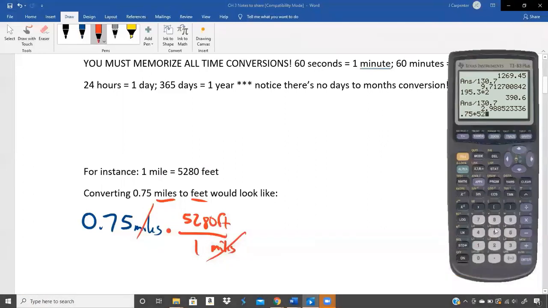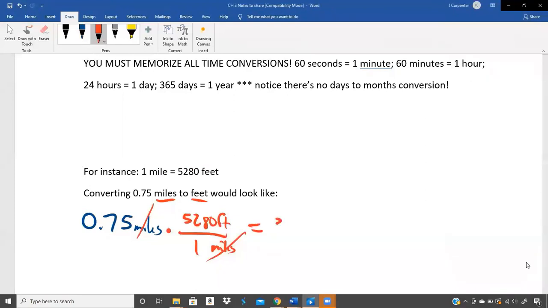Now, before I hit enter, instead of asking, does it make sense when I get the answer, I want to predict this and say, what type of answer do you expect? Do you expect this answer to be 10 million, 10,000, 5? Well, this is less than 1 mile, and a mile is about 5,000 feet. So if we have a number that's less than a mile, the answer should be less than 5280 feet. Probably not too close to 0 because it's almost a mile. But let's see what happens when we hit enter. We get 3960, and I would say that answer makes sense.